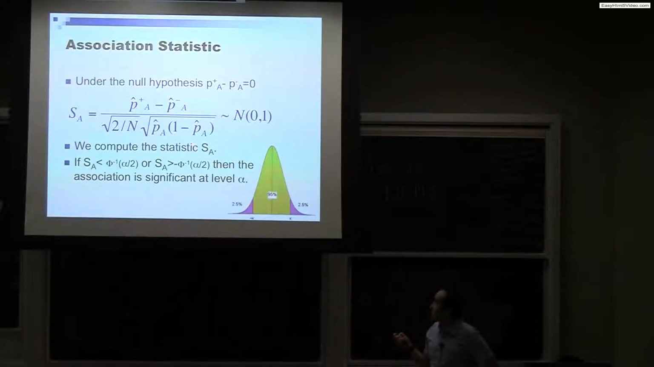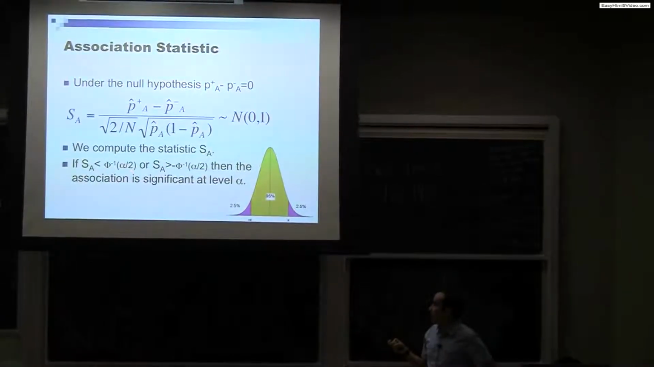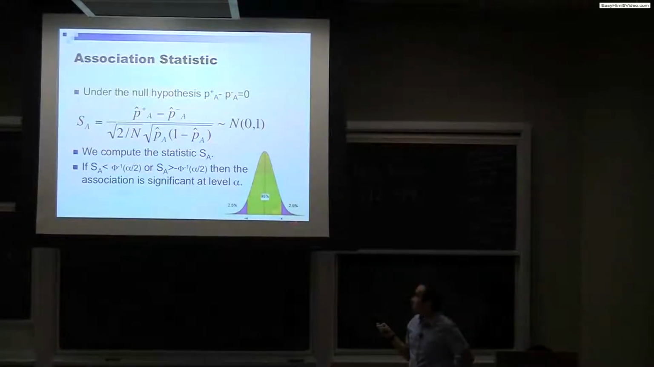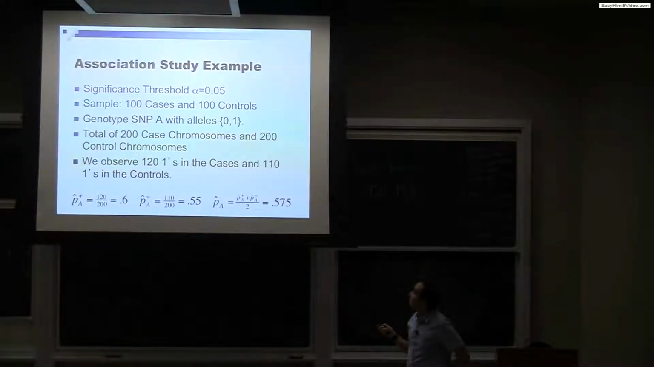And so this is the basic formula. We plug in our observed values here. We have our threshold. If we're less than this value or greater than this value, then we say that the association is significant. Okay, so let's do an example. This will help put things together.